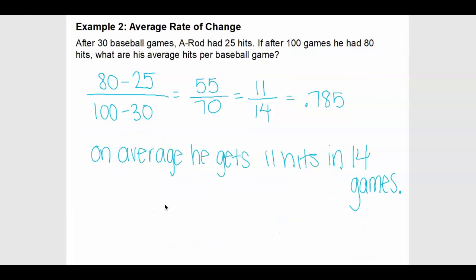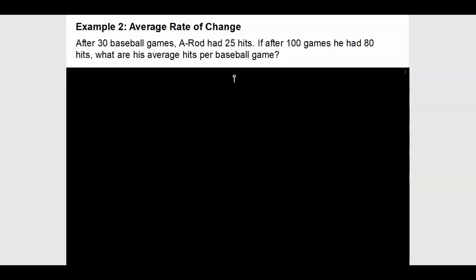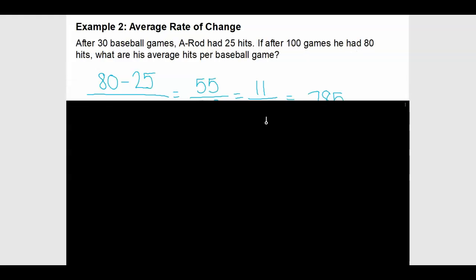Okay, in example number 2, we have a baseball player, and we have the baseball player's hits after 30 games and their hits after 100 games. So we're looking at the change in his average hits per game. So it's average hits per game. So we're going to put the number of hits on top over number of games.